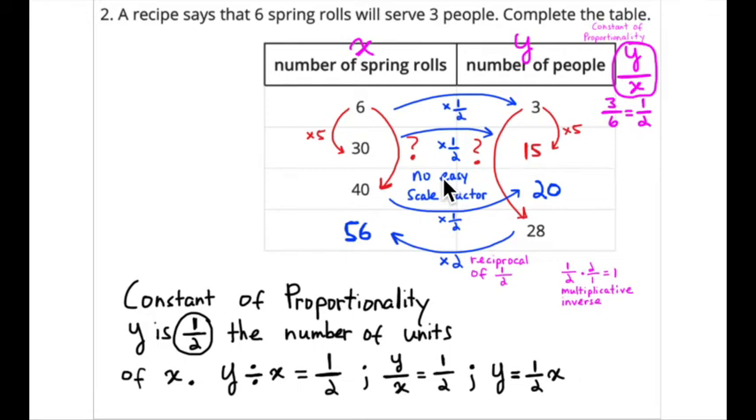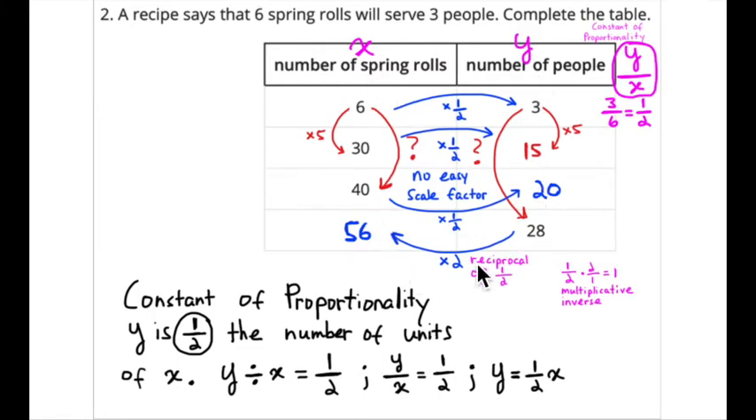That's the point. It's going to be much easier as you move forward to focus on and use the constant of proportionality. So the number of people is half as many. You can serve half as many people based on the number of spring rolls that you have. So if 28 people show up for your party, how many spring rolls do you need? Well, you need twice as many spring rolls as there are people. So that is 28 times 2 to go from the number of people to the number of spring rolls, to go from the y column to the x column.